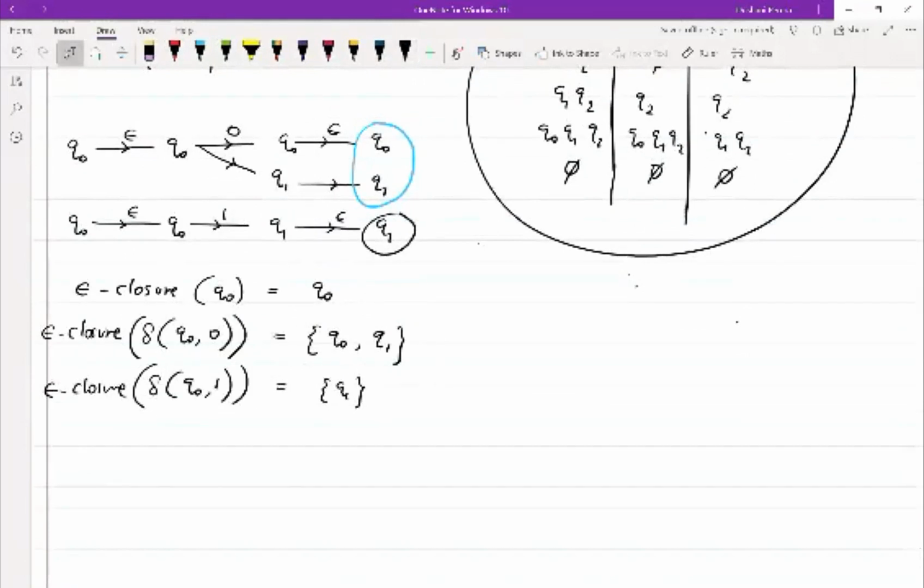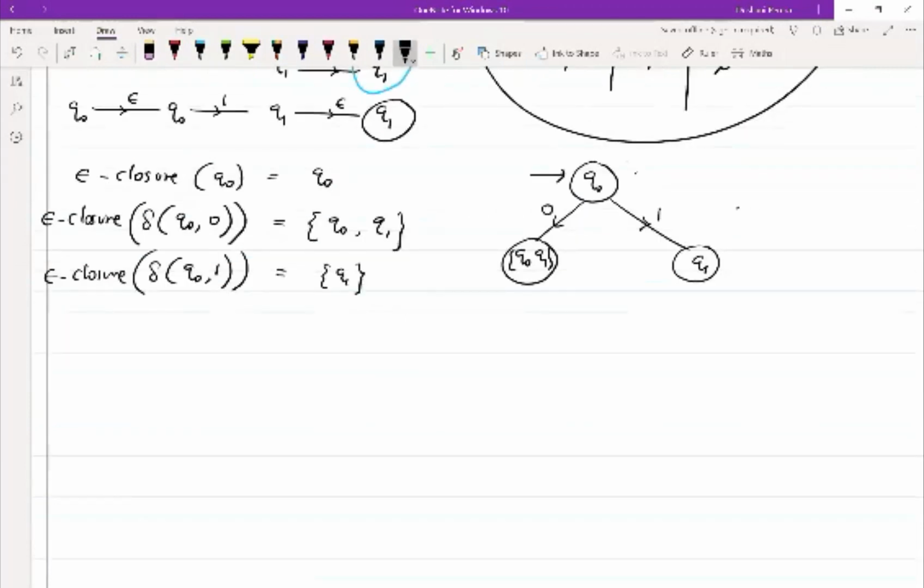So how do I do it? I am at Q0. When I get a 0, I will go to Q0, Q1. And when I get a 1, I will go to Q1. That part is done for now. Now I have to go further. I have to look at the next state now, Q1.